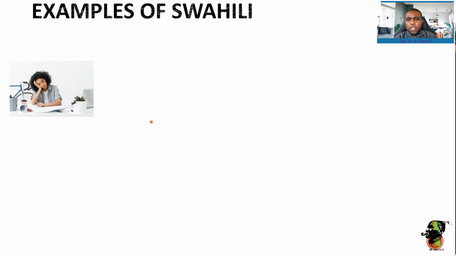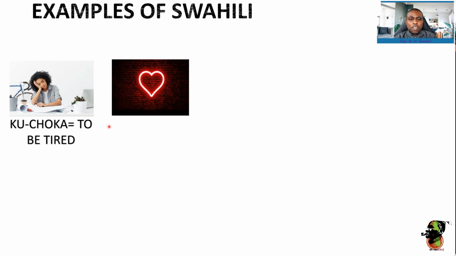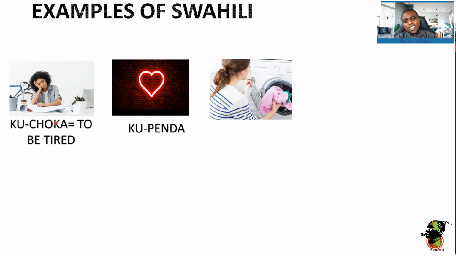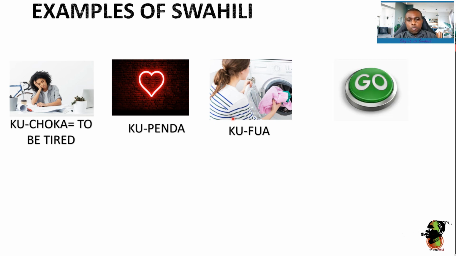But can you remind me this verb? Kuchoka, to be tired. What about this verb? I know you know it. Do you remember it? Can you say it? Your turn. Kupenda. Asante sana. Thank you very much. To do laundry. How do we say that kwa Kiswahili? Kufua. Asante. Thank you. What about to go? I know you remember that. Can you remind me? To go.